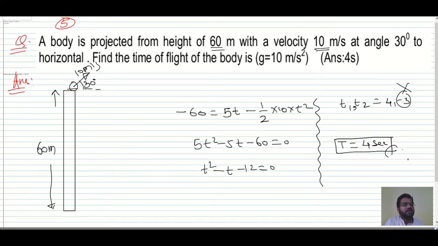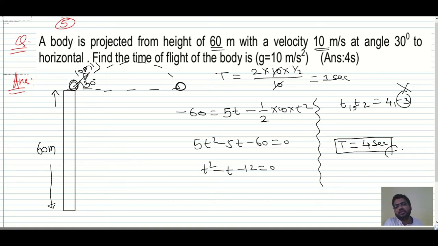Now see, some of you will ask, why did you solve it using this? Why can't we use the total time of flight formula? But the time of flight formula is valid only from here till here, because on the same level the time of flight formula is valid. So time of flight we can calculate, and that is 2 into u, which is 10, into sine 30, which is 1 by 2, divided by g, which is 10. So this gets cancelled, and we have 1 second. So for the body to go from this point to this point, we have 1 second.